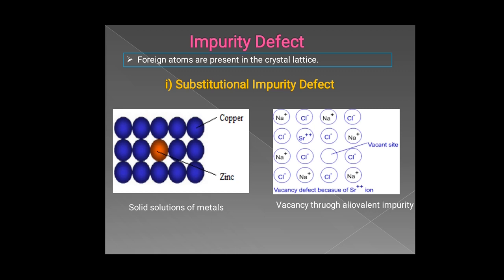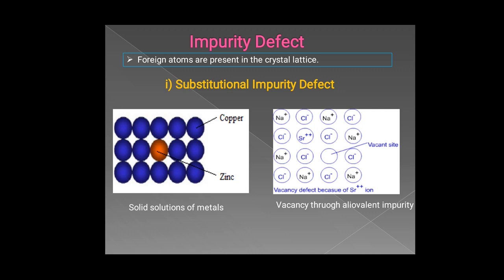Now the next kind of defect, the second type of defect, is the impurity defect. As the name suggests, of course there will be some kind of impurity present in the crystal. The foreign atoms are present in the crystal lattice. Any foreign atom which is not part of the particles which make that specific crystal will be added into the crystal, which gives it an impurity defect.